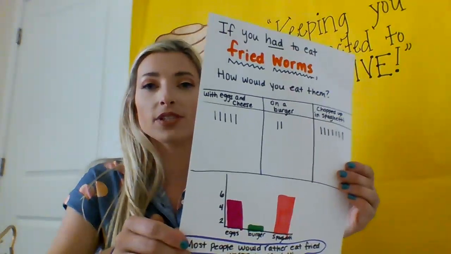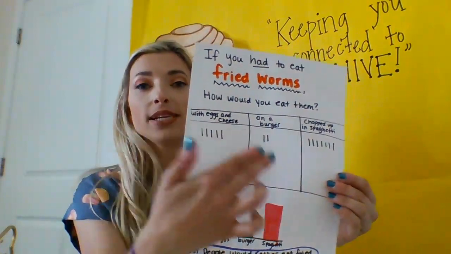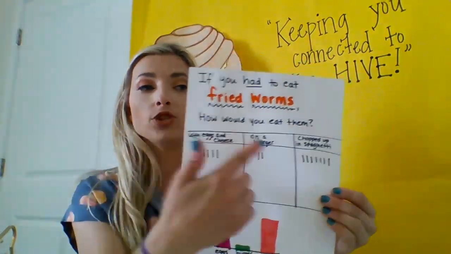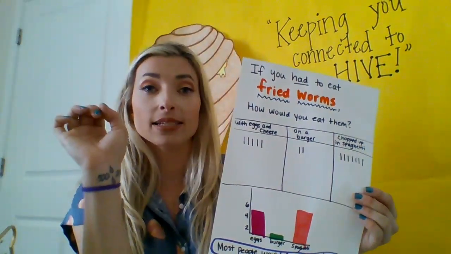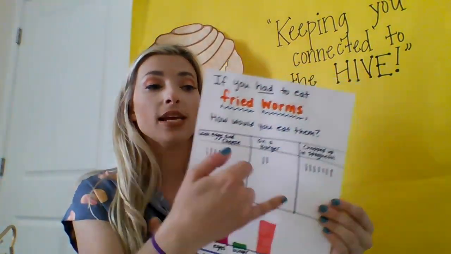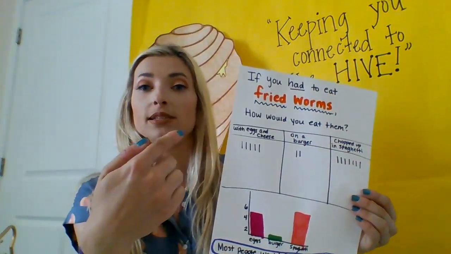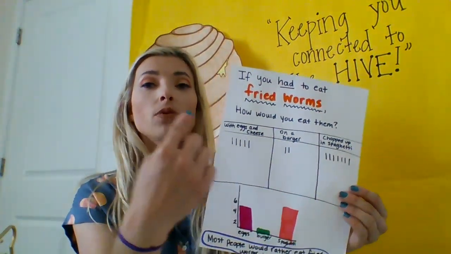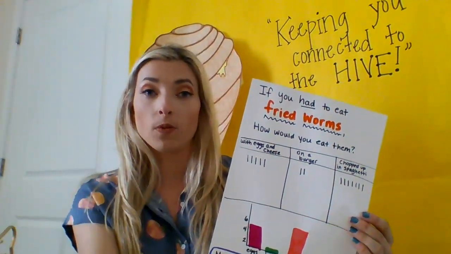So one activity you can do with your book this week on this Fun Friday, I'm going to show you what mine looks like. So I have my question up here at the top. If you had to eat fried worms, how would you eat them? I have my three sections. You can see my three choices. You can see that I left a lot of space to be able to collect my data. So in here, I put tally marks when somebody would say with eggs and cheese. I would put a tally mark if they said on a burger or chopped up in spaghetti. And each person only gets one vote. They can only pick one thing.